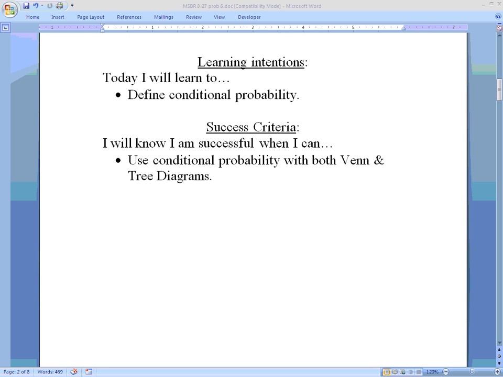Hello, Math Study students. Today's lesson is all about conditional probability. We will know we are successful when we can use conditional probability with Venn diagrams, tree diagrams, as well as tables to solve probability questions.